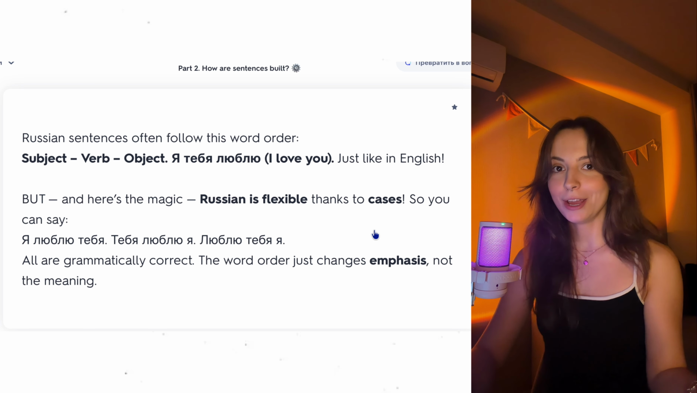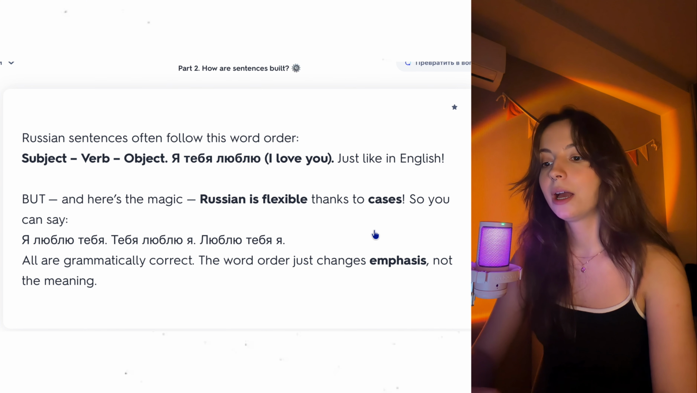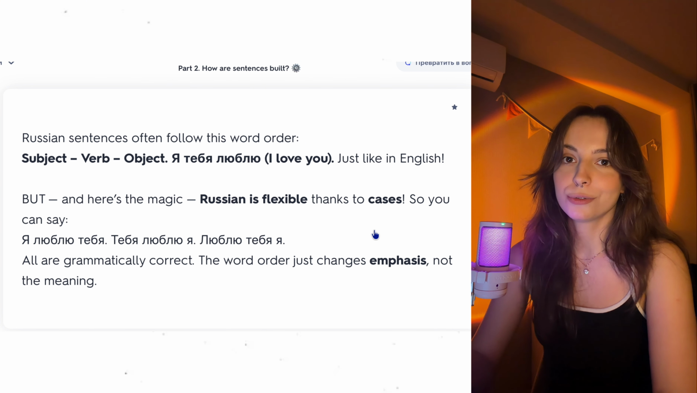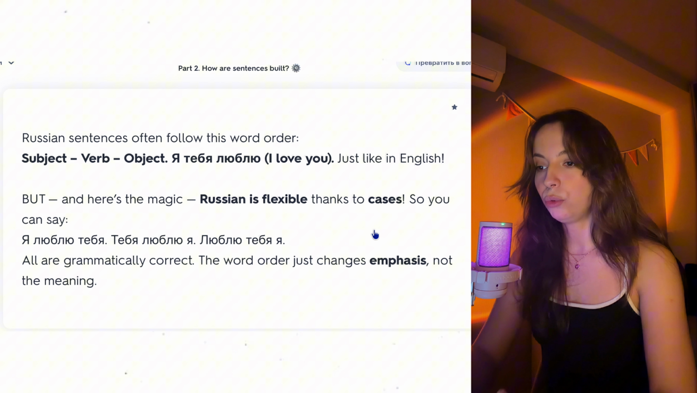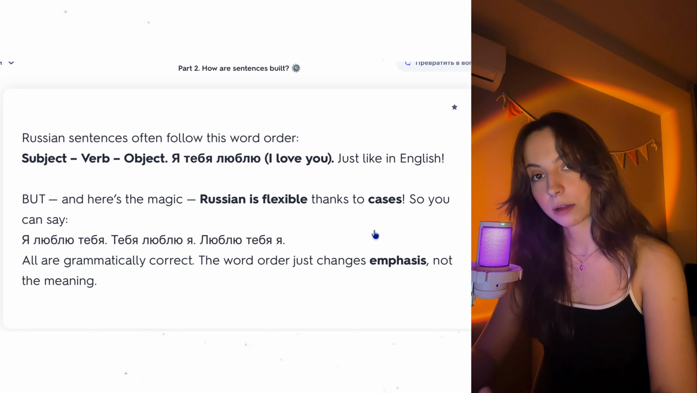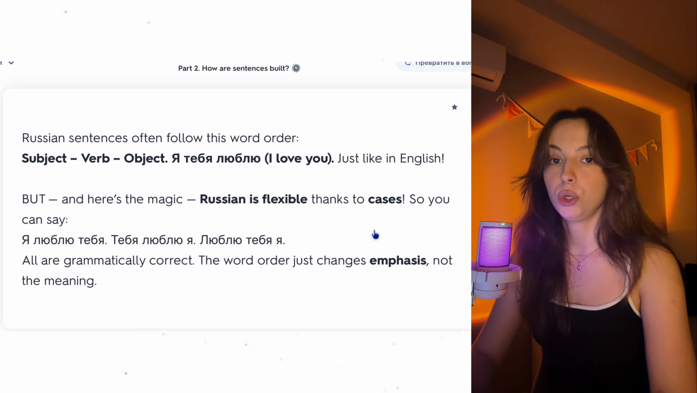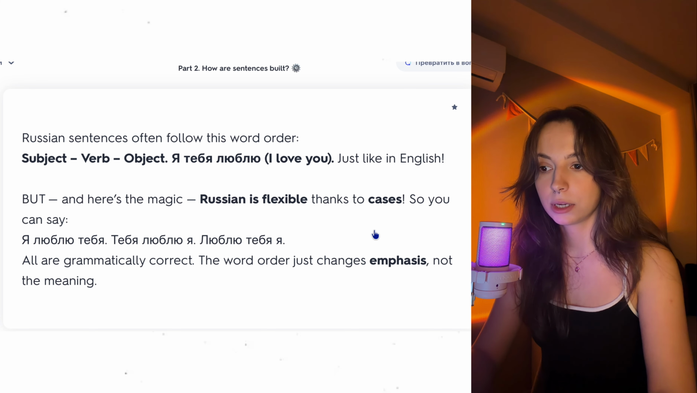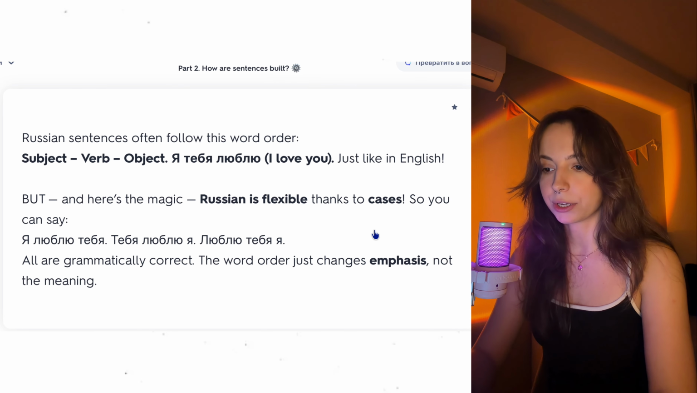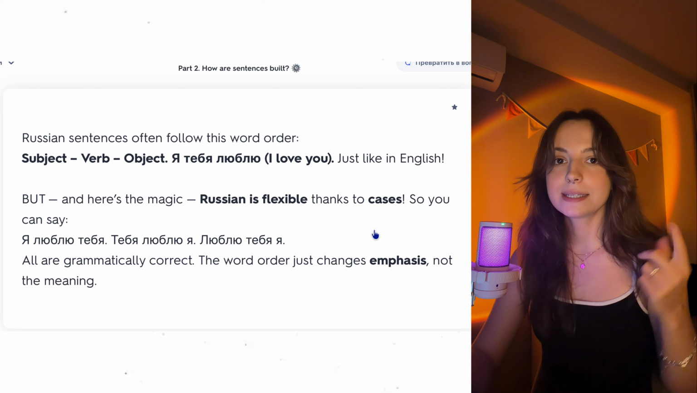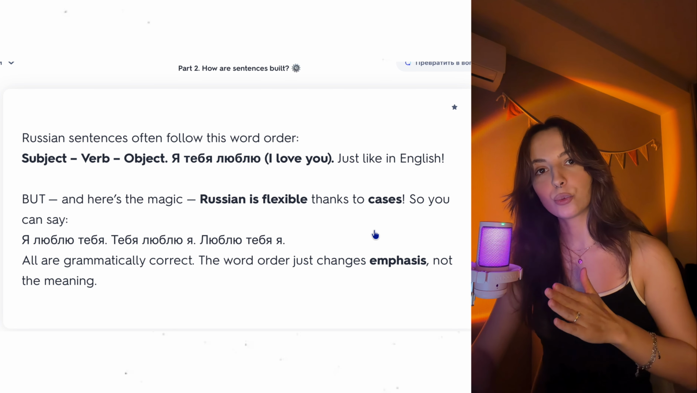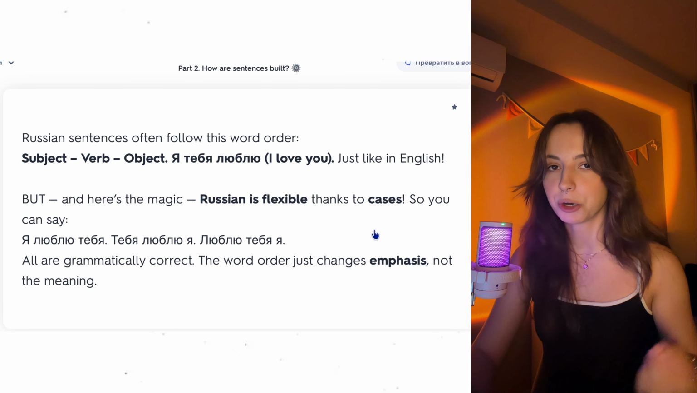But here's a magic. Russian is flexible thanks to cases, one of the most difficult grammar rules in Russian. So you can say Я люблю тебя. Тебя люблю я. Люблю тебя я. So these are four different types of the same sentence with the same meaning, all grammatically correct. But word order just changes emphasis, not the meaning. This is the biggest difference between English word order and Russian. Russian is very flexible.